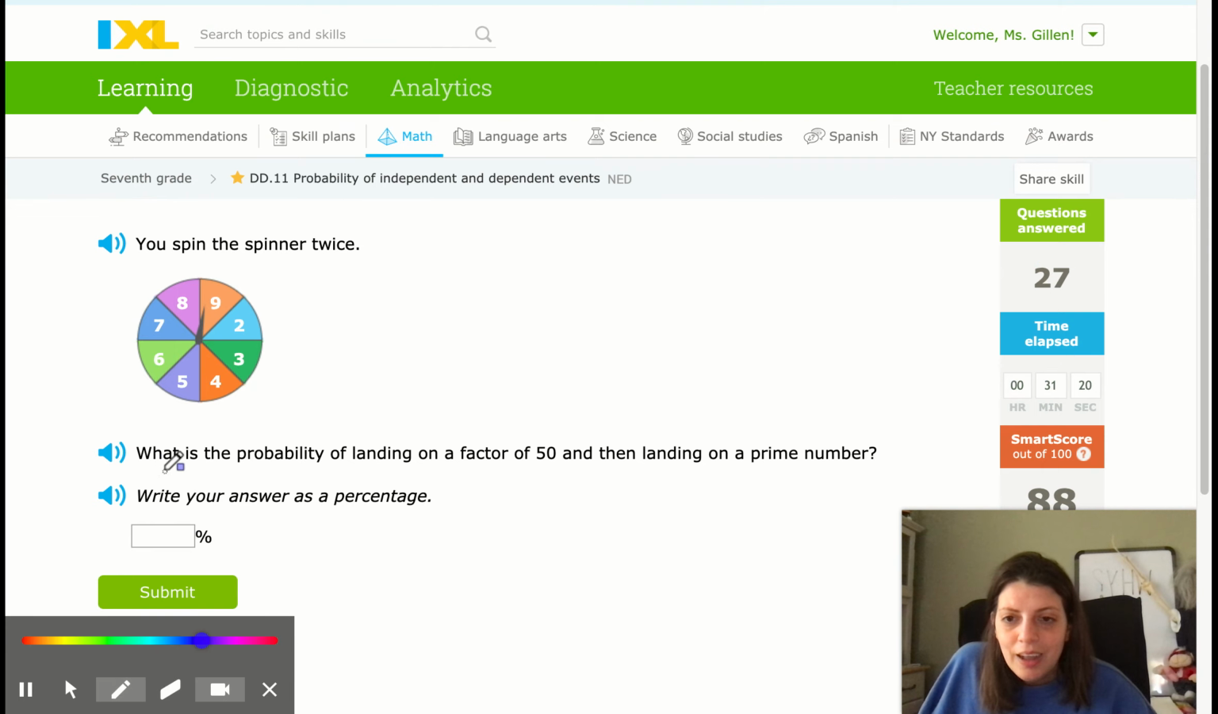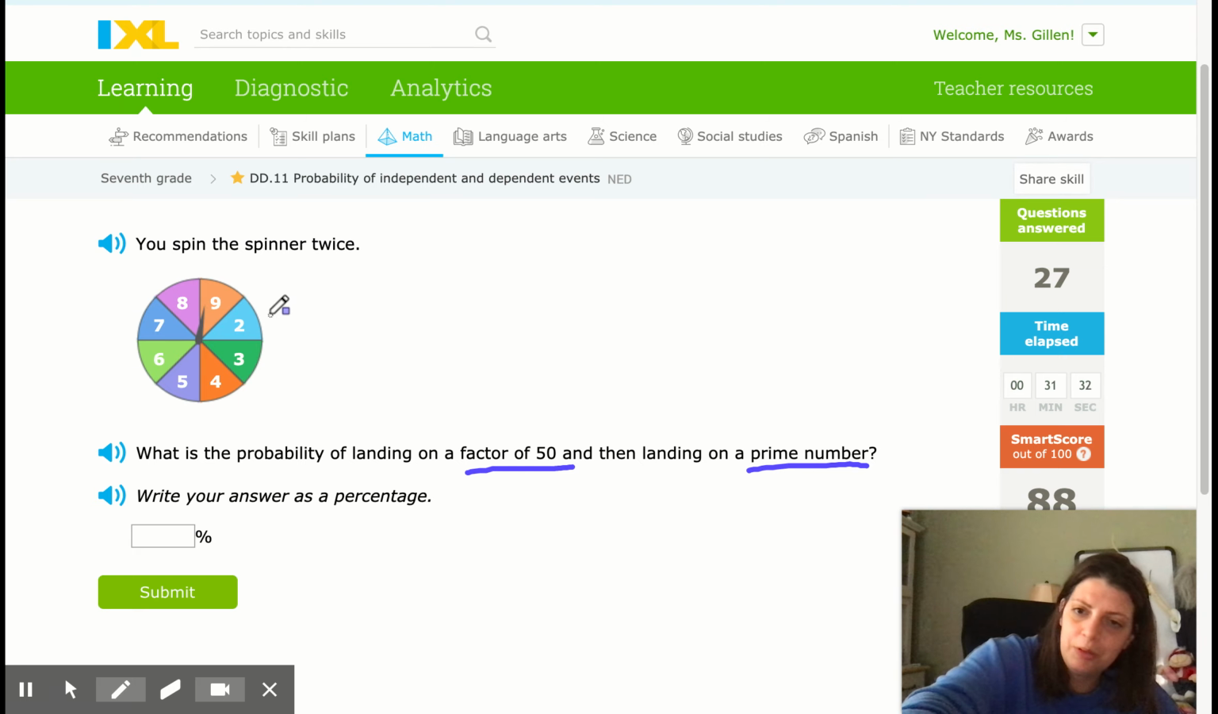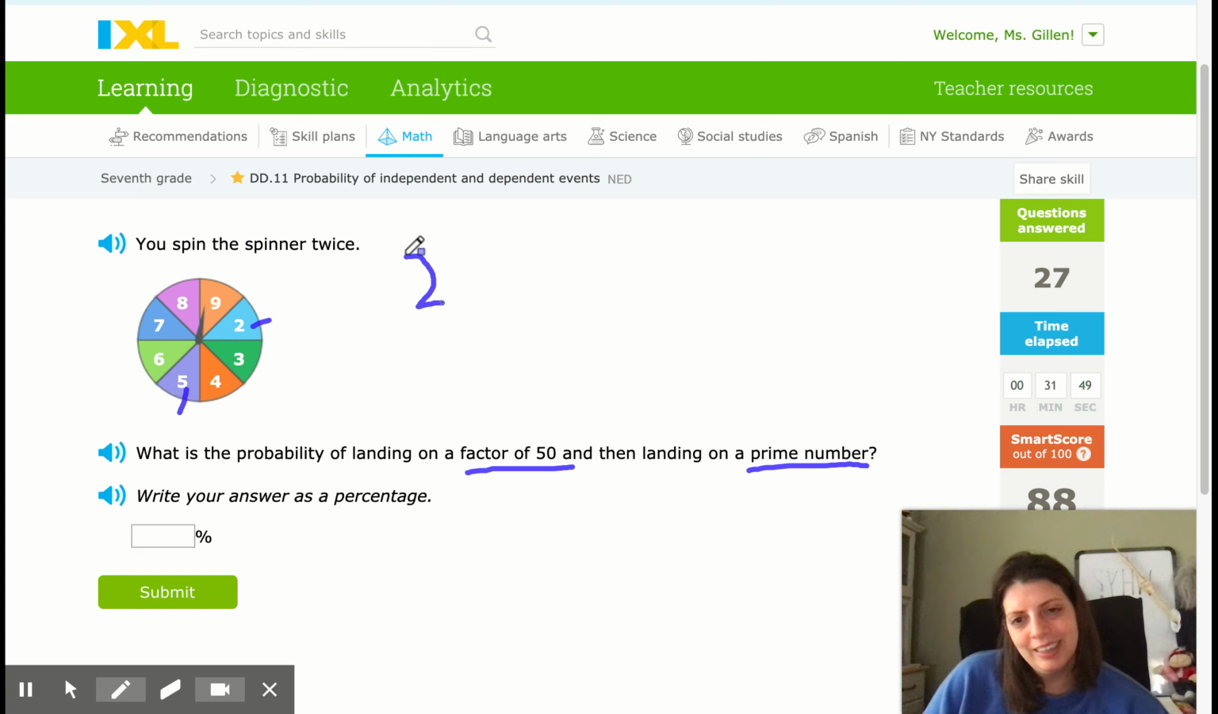Okay. What is the probability of landing on a factor of 50? So the numbers that go into 50 and then a prime number. All right, a factor of 50. Let's not just write all the numbers like a crazy person here. 2, yes. 3, no. 4, no. 5, yes. 6, no. 7, no. 8, no. 9, no. I can't do this. 1, 2, 3, 4. What is it? 2 factors of 50.